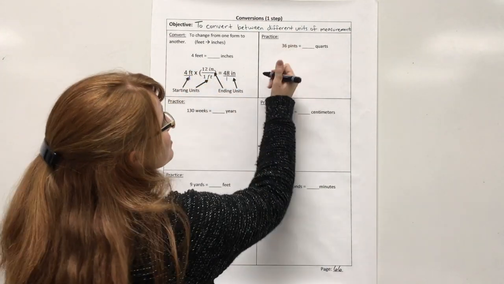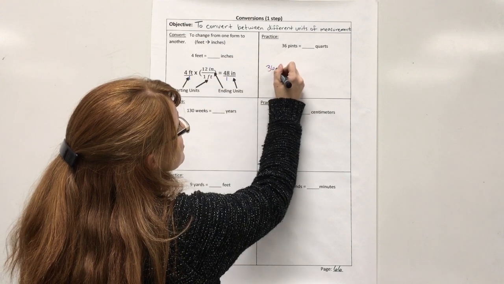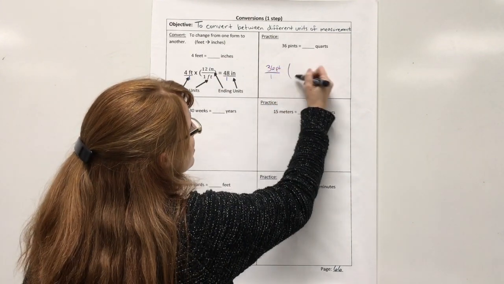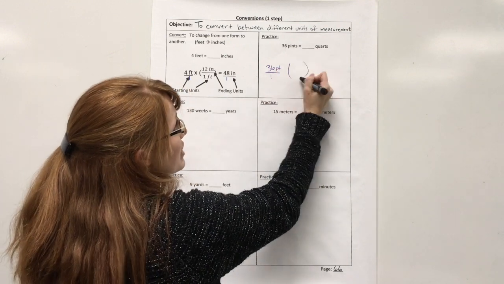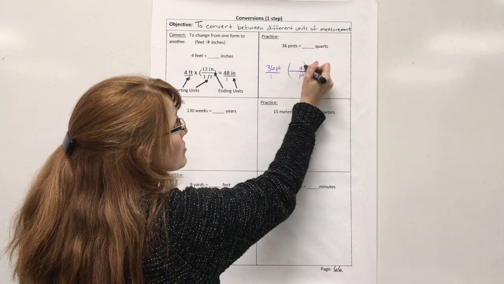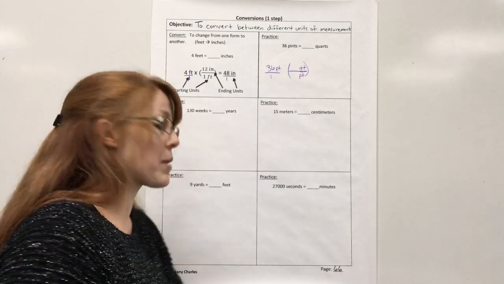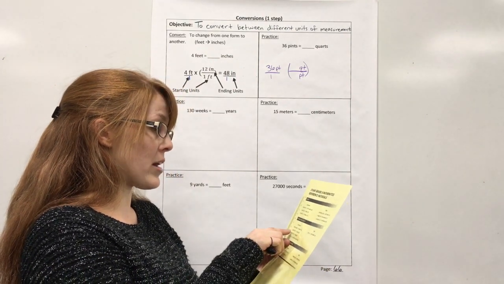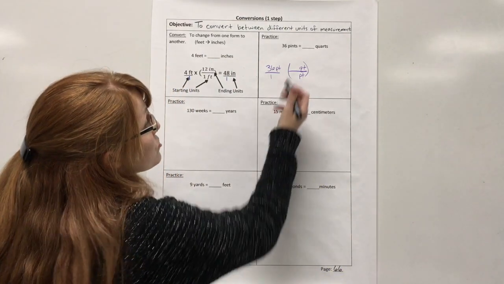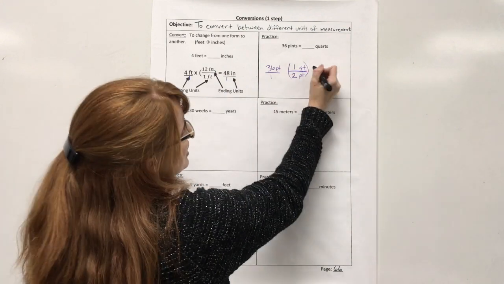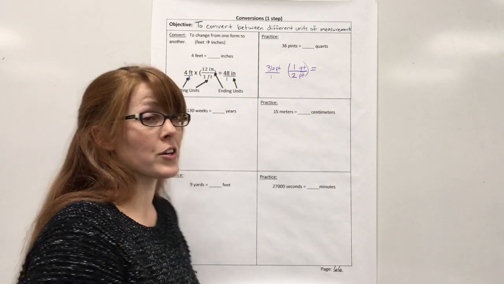I'm starting with pints, so I put 36 pints. And remember, I can put that over 1. Then, since I started with pints, I know pints goes at the bottom, and I'm going to quarts, so quarts goes up here. So now I look at my chart and see what it says about pints and quarts. And it says that 1 quart is 2 pints. So 1 goes with quart and 2 goes with pint. And then I just multiply straight across.